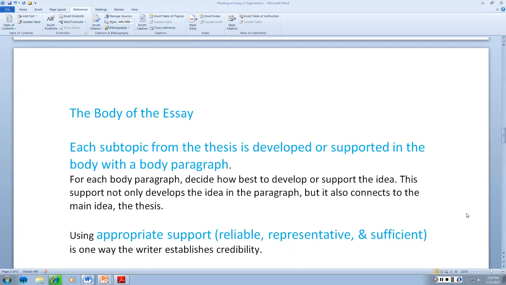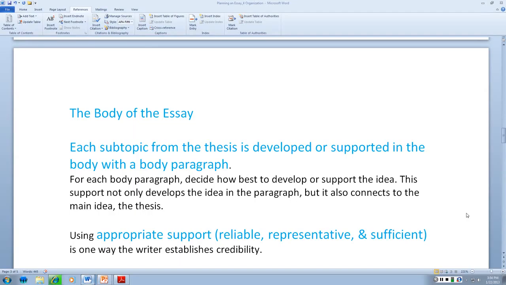One of the things that we notice about support is that it is appropriate. That is, is it reliable? Has the writer given the reader something that is legitimate? Is it representative? You want to give examples or illustrations that are typical, not that are unique. And is it sufficient? Do you provide enough information that the reader can understand the point being made?